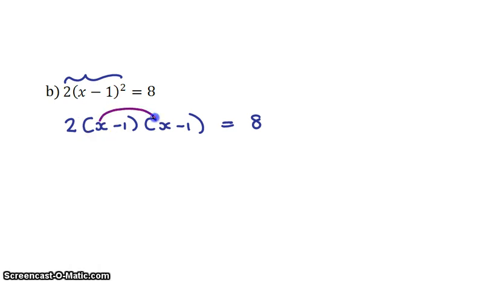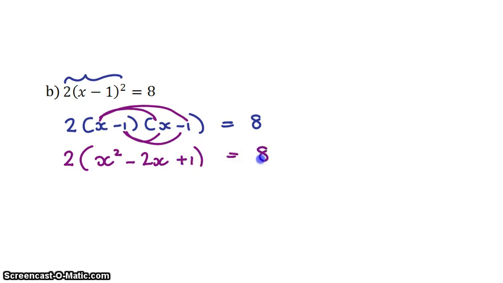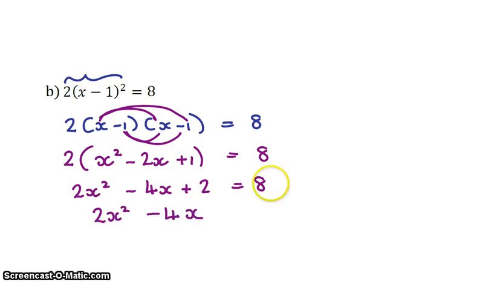Which means I'm going to square out this bracket. I'm going to multiply. So x times x, I still have my 2. x times x, x squared. Minus x would give me minus 2x. And minus 1 times minus 1 will be plus 1 equals 8. Which means I can multiply in with my 2: 2x squared, minus 4x, plus 2 equals 8. Cool, now I can get one side equal to 0: 2x squared minus 4x. If I minus 8 on both sides, I will get minus 6 equals 0.